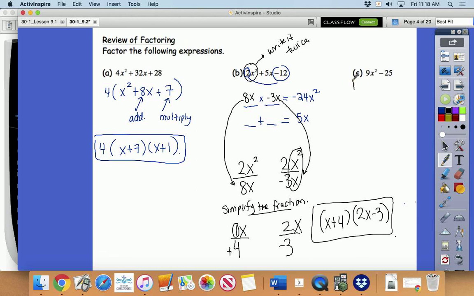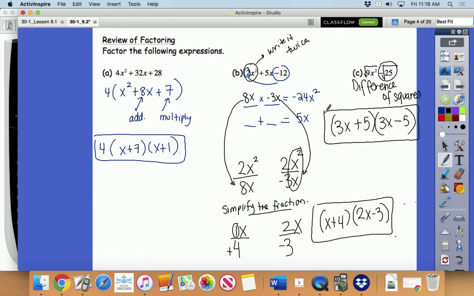The last one is difference of squares. So what I do is I write out two brackets, and I square root each part. So if I square root 9, I get 3 and 3, because 3 times 3 is 9. Square root of x squared is x, because x times x gives me x squared. And then you have to look at the entire negative 25. The square root of 25 is 5, so we're going to have 5 and 5. But to get a negative, we're going to have a positive and a negative in between. So that would be your factored form.